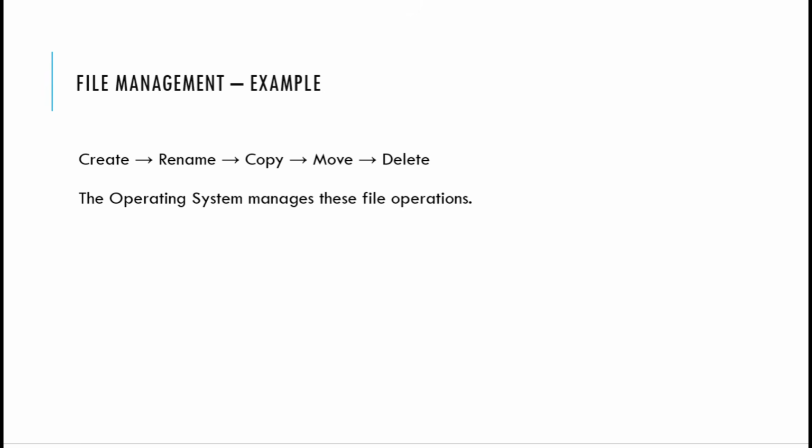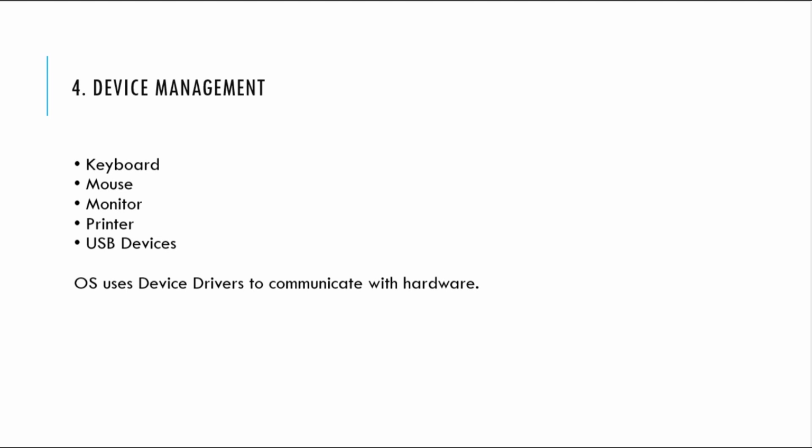The next responsibility is device management. A computer contains many devices like keyboard, mouse, monitor, printer, scanner, USB drive, and speakers. All these devices must communicate with the software. The applications cannot directly communicate with the hardware devices. Instead, they communicate through the operating system. The operating system uses device drivers to control these hardware devices.